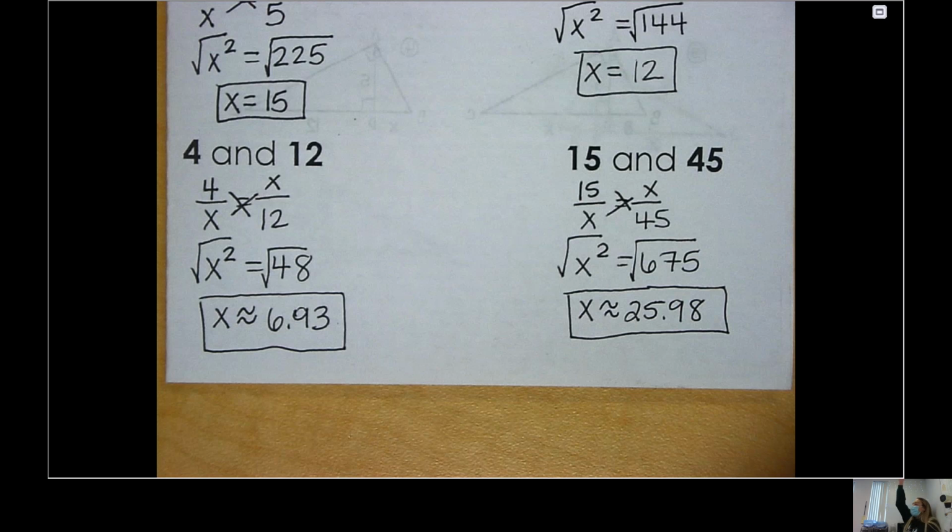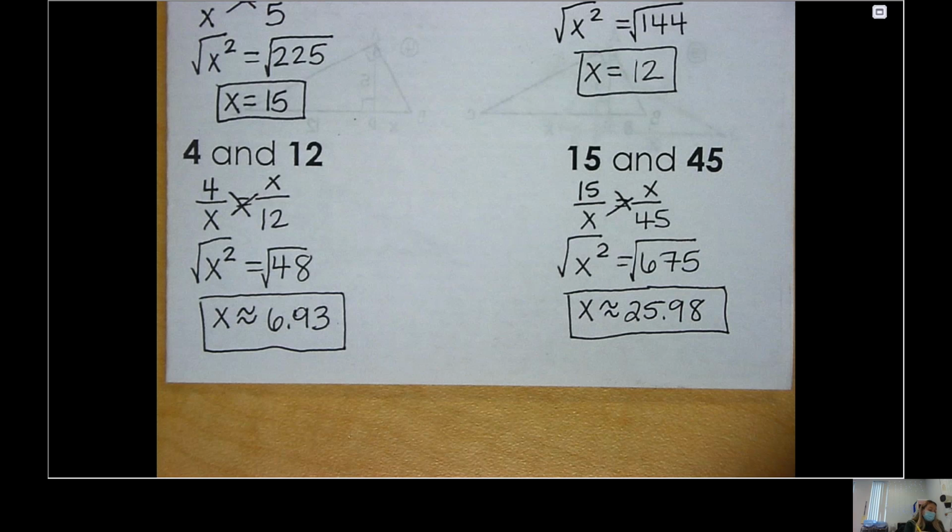The altitude is the piece that splits your triangle into the 2 smaller pieces. So in this picture, my altitude is this x right here. This is the altitude. Altitude essentially means height, and so that altitude is the one that's splitting that triangle into those 2 smaller ones there. So to find the length of this altitude, I'm going to find the geometric mean of the 2 segments that are left over here.